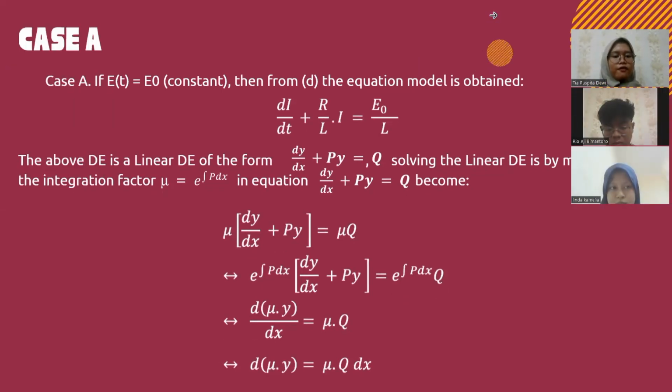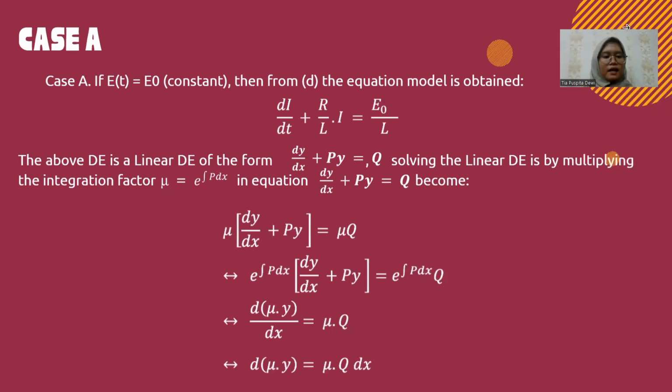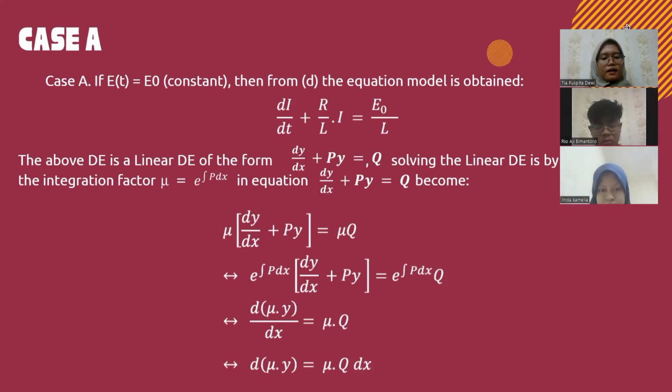The first case is if E(t) equals E0, a constant. Then from the equation, the model obtained is di over dt plus R over L times I equals E0 over L. This is a linear differential equation of the form dy over dx plus py equals q. Solving a linear differential equation is done by multiplying by the integrating factor mu equals e to the power integral p dx, so that dy over dx plus py equals q becomes mu times dy over dx plus mu p y equals mu q.